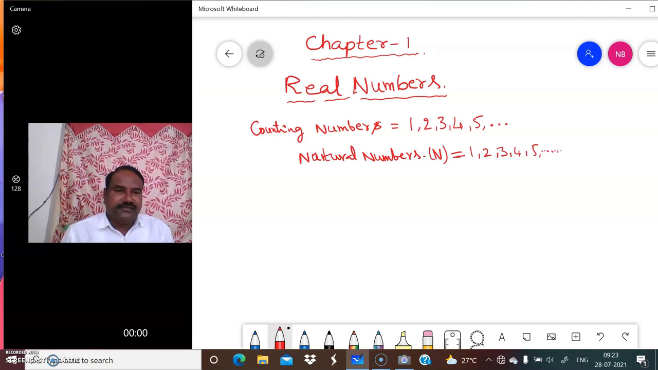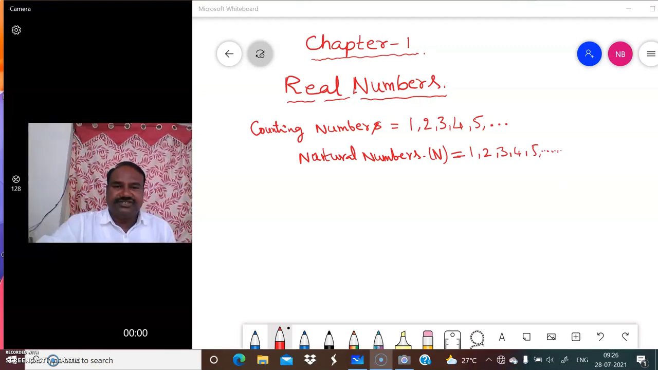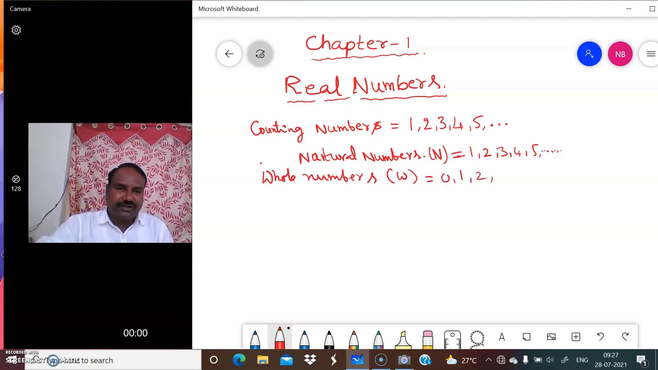They are infinite. Now we come across a situation where there are no objects, nothing but 0. To represent that situation numerically, we have no digit in this set of natural numbers. So 0 is included in the natural numbers, and this is called the set of whole numbers. These whole numbers are denoted by W and equal 0, 1, 2, 3, 4, 5, and so on. This is also infinite; there is no end for the set of whole numbers.